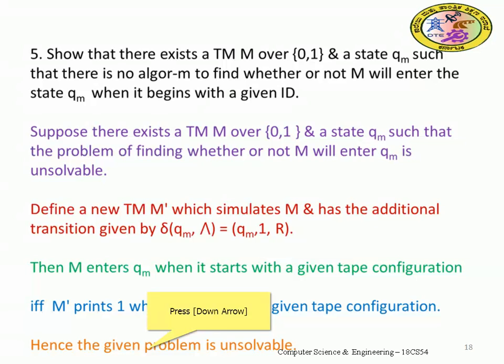So define a Turing machine M-hat, which simulates M and has the additional transition delta of q comma a, where a is a symbol, equal to qm comma 1 comma R. That is, the input changes and the tape head moves right. Then M enters qm when started with a given tape configuration if and only if M-hat prints 1 when it starts with the given tape configuration. Hence this given problem is unsolvable, right?